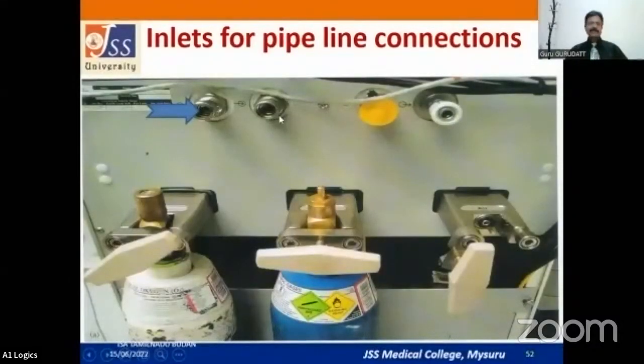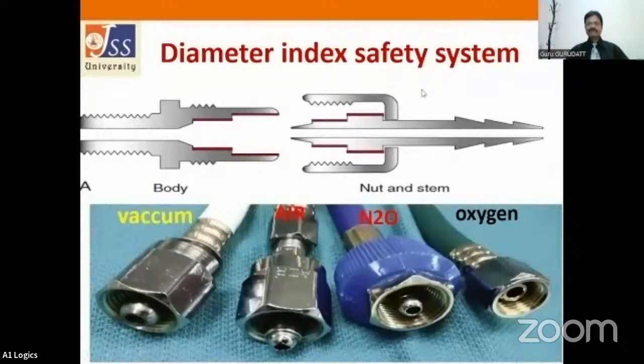Of course, we do have separate inlets for pipeline connections in our modern workstations. Again, there is a safety feature that is adopted for these pipeline connections also, so that you cannot connect a wrong gas pipeline onto the inlet of a particular gas on the anesthesia workstations. The safety feature that is adopted is called the diameter index safety system. Here, on the pipeline side we have the nut and stem, and on the inlet on the machine side we have the body. The diameters of the nut and the stem have to be aligned with the body. Only then can you connect a particular pipeline onto the inlet of the anesthesia workstation.